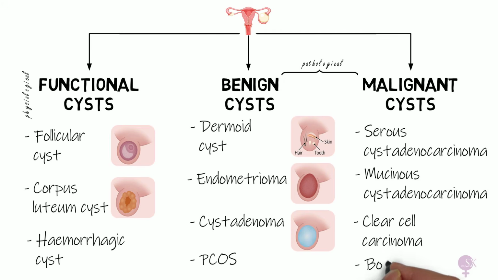In this list, I've also added borderline tumors. Borderline tumors lie between the benign and malignant tumors with abnormal cells but no invasion. So here basically we have a simplified classification of ovarian cysts, including the most common types.